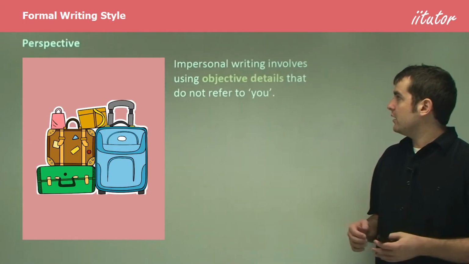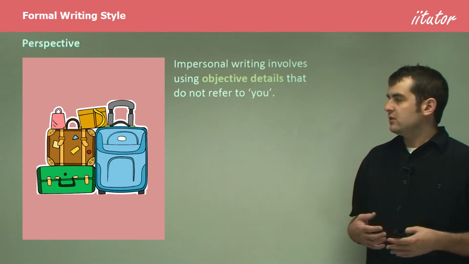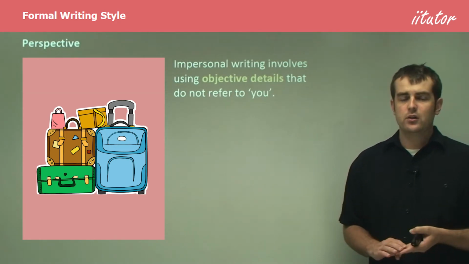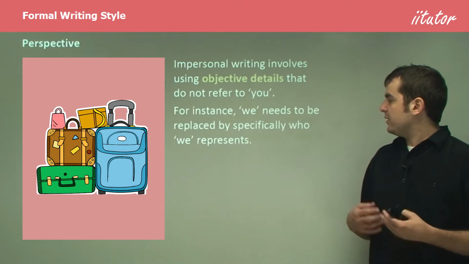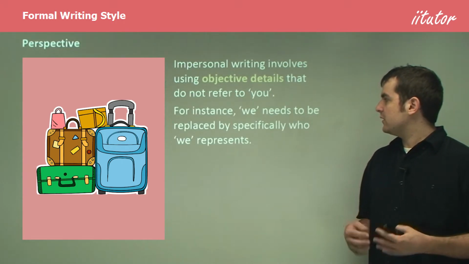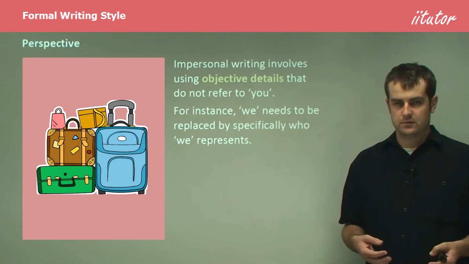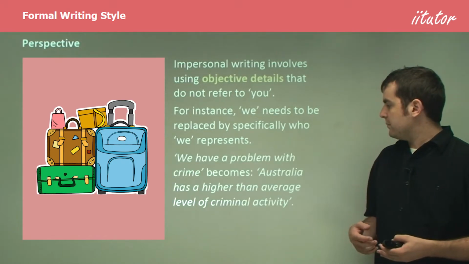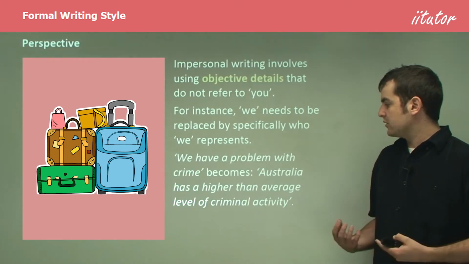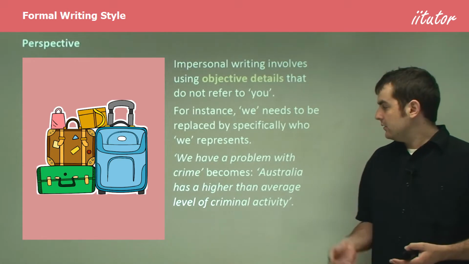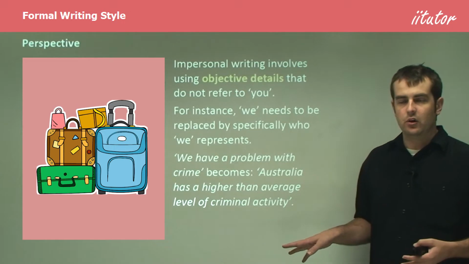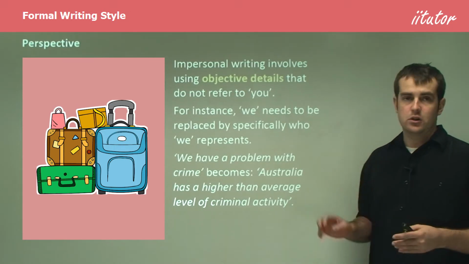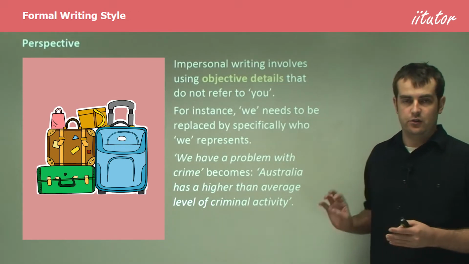First of all, impersonal writing involves using objective details that do not refer to you. So you are not referring to you as such. What you need to do is replace something like "we" with specifically who we represent. "We have a problem with crime" becomes "Australia has a higher than average level of criminal activity." And this is to go straight on to the specifics. That sounds like it comes from a source. Yes, it does, because you're basing that information and that discussion on a source.